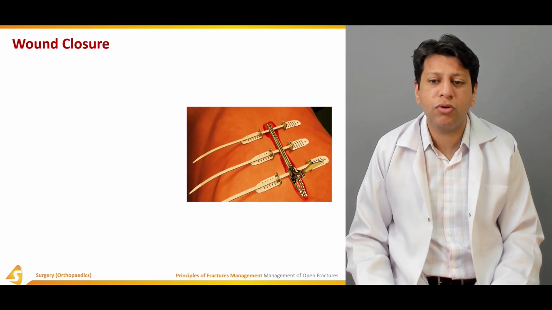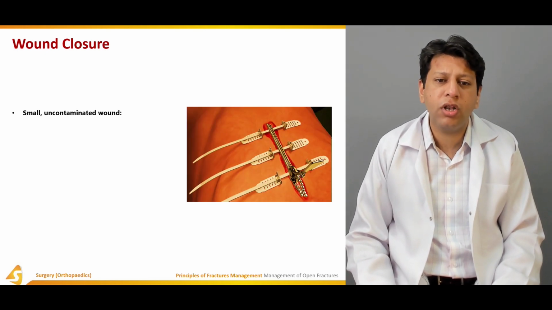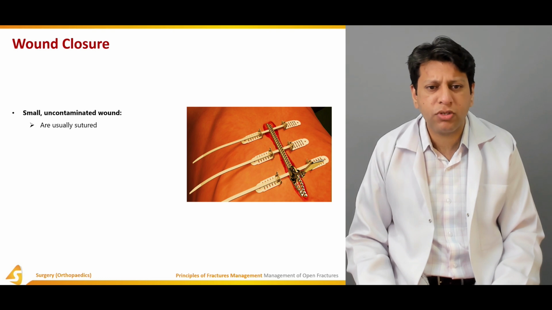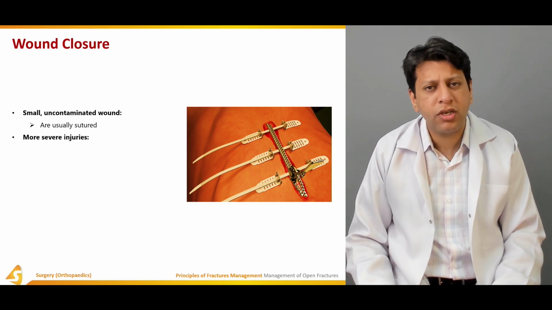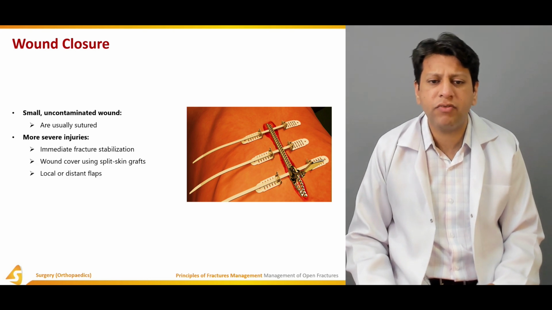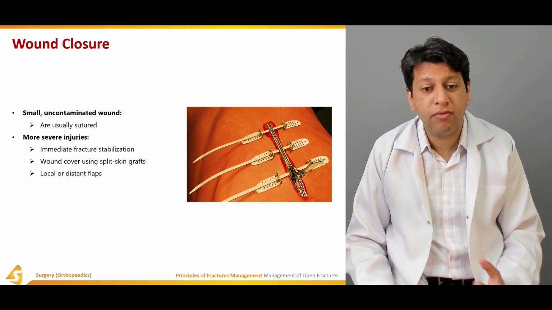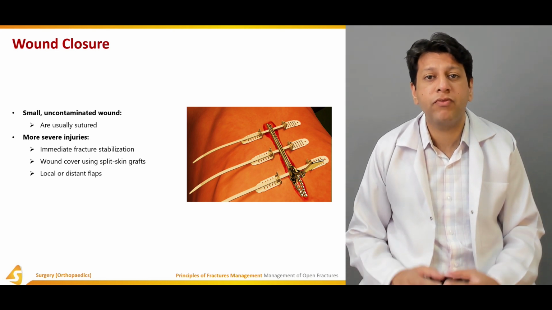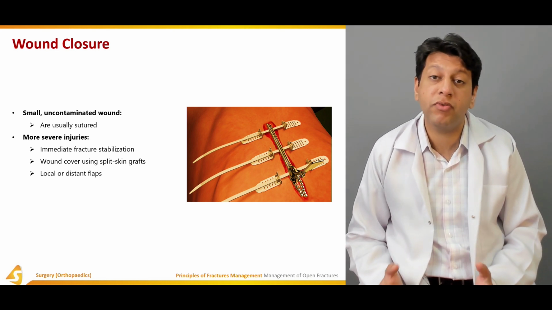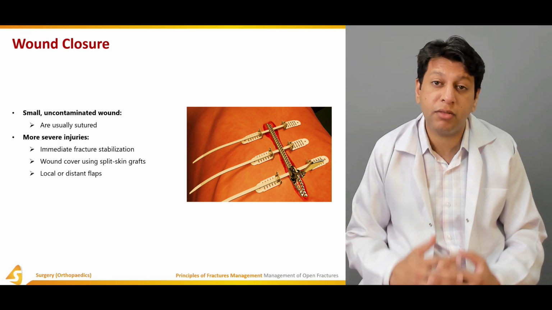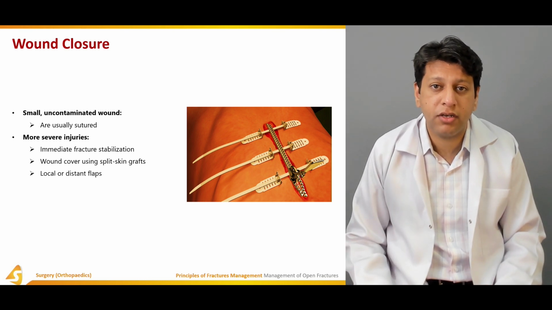Now coming to the wound closure. If it is a small uncontaminated wound, it can be closed after debridement, and usually it's sutured. But in more severe injuries, immediate fracture stabilization can be done by use of an external fixator, and wound cover is usually either in the form of a split skin graft or even free flaps, provided the bed is good for them.